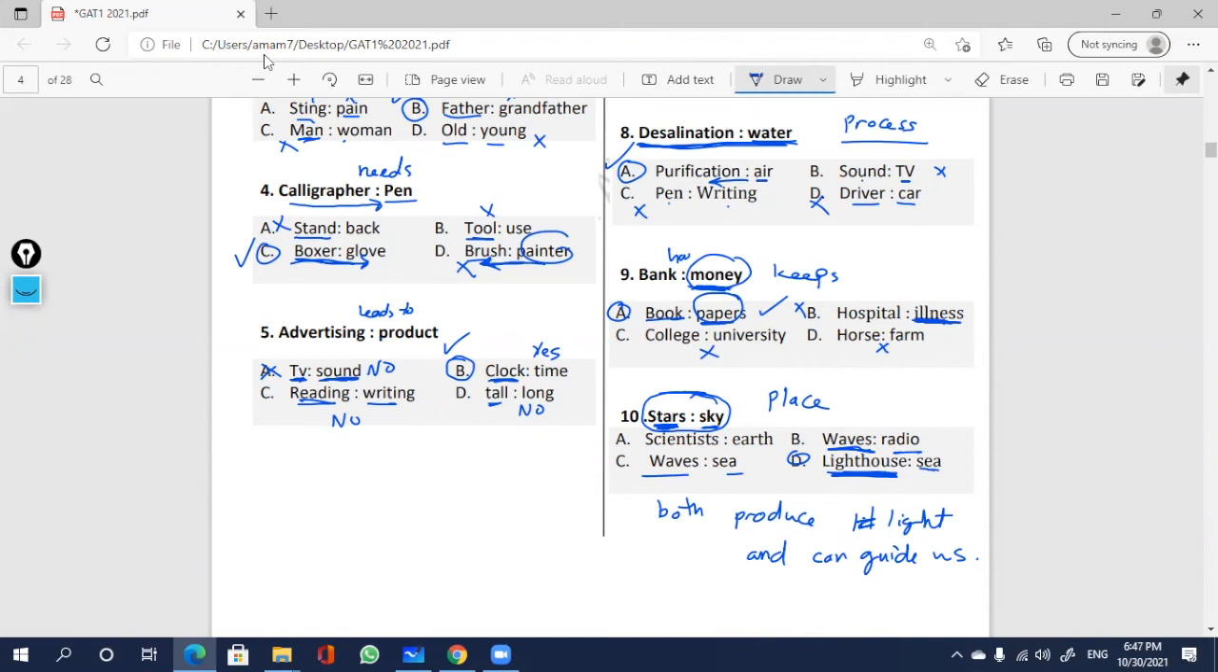People used to know direction by looking at stars. Okay, so according to the function, the best answer here is D. C is correct, but D is the best here.